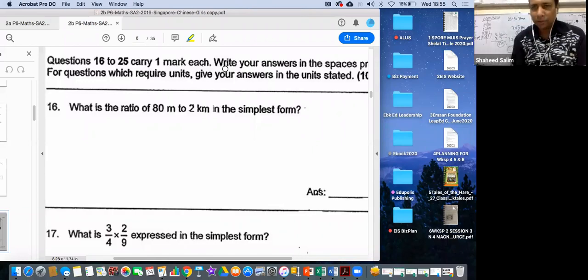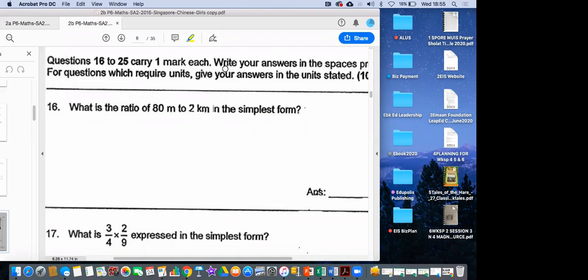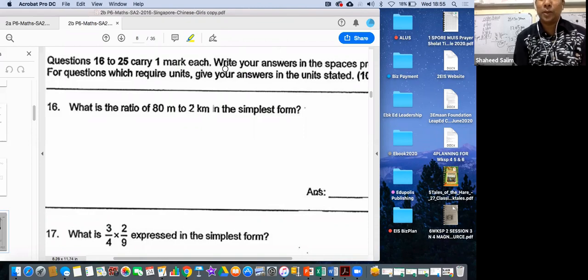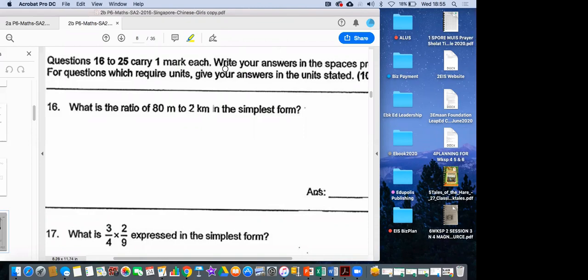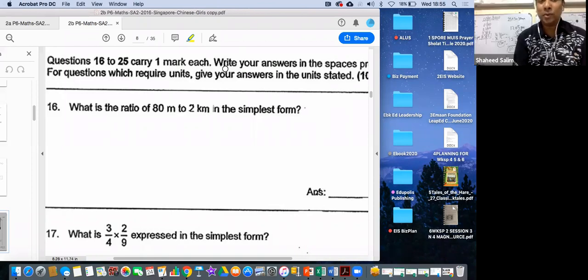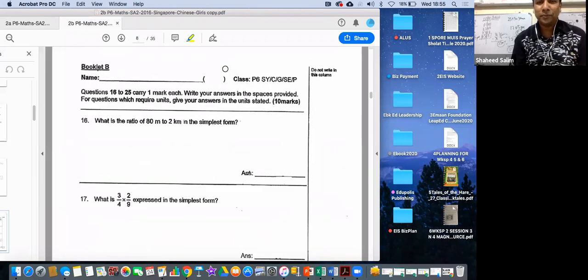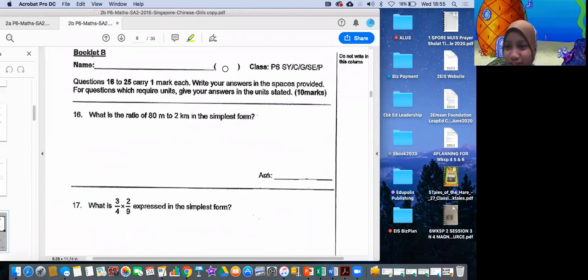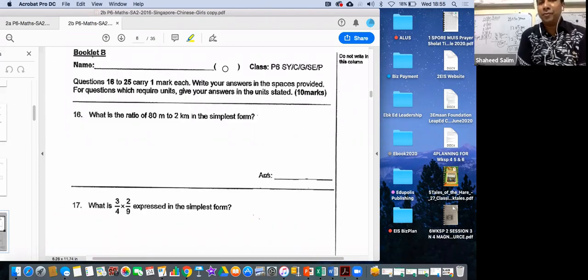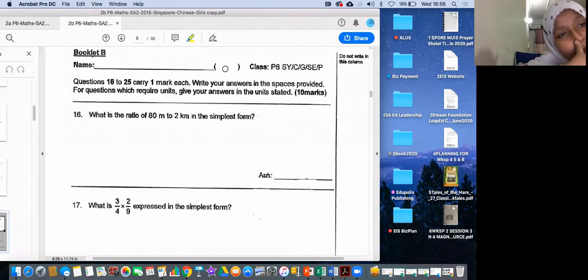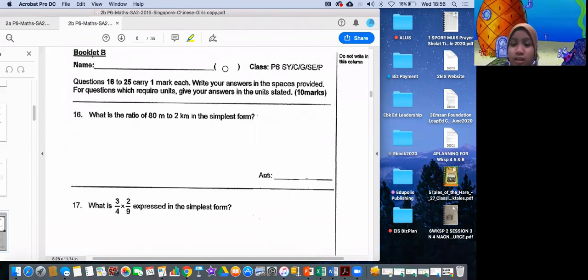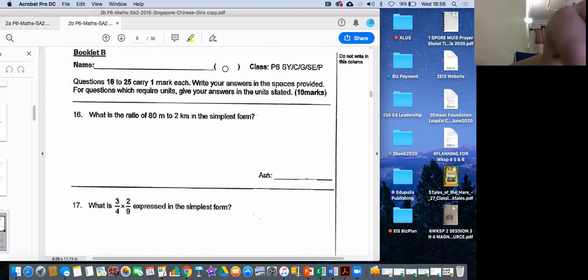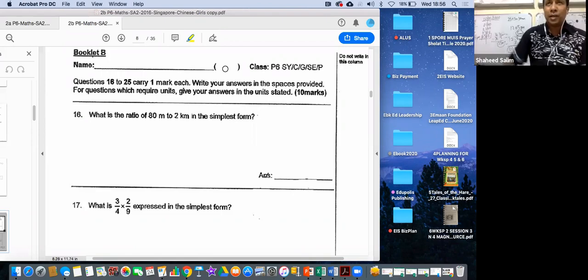It's not 2 is to 1. How come 2 is to 1? Because 80 is to 2,000. 1 km is 1,000, right? Oh, is it 1 is to 25? You use calculator, right? No, cannot. You're supposed to try. Is the answer 1 is to 25? 2 kilometers converted into meters is what? 1 km is 1,000, 2 km is 2,000. When you run round that track, how many meters?